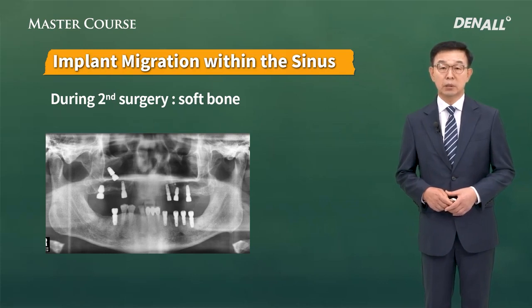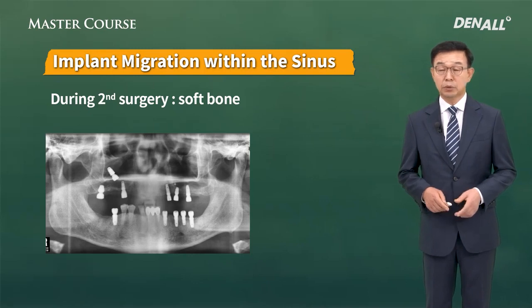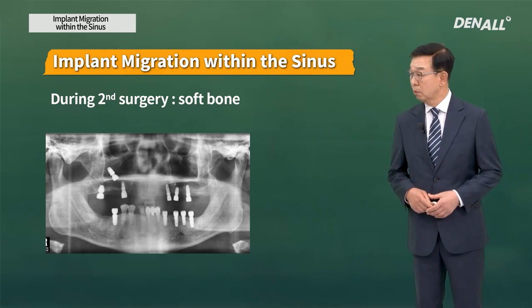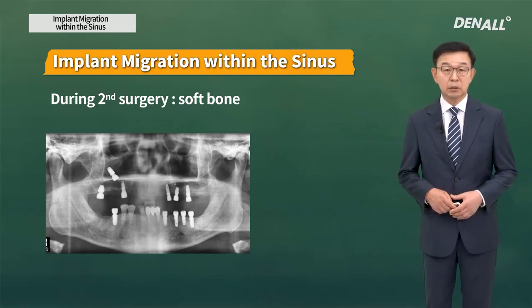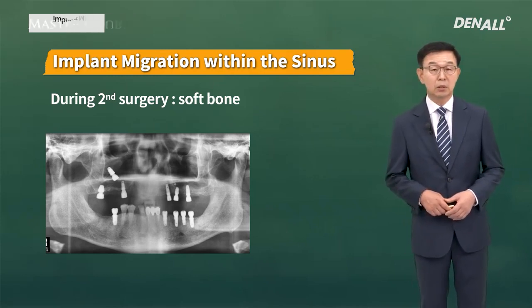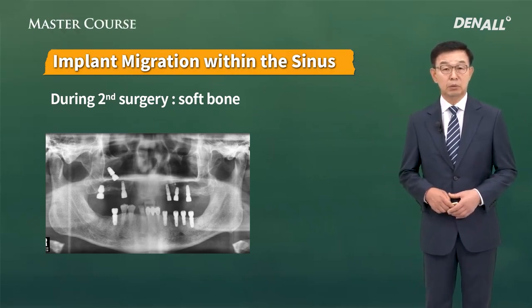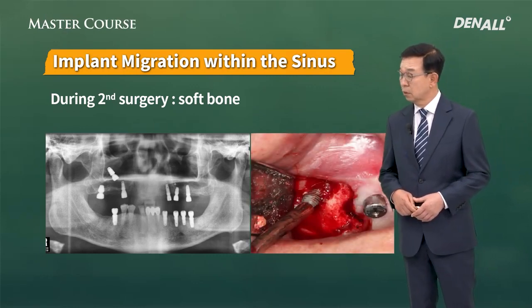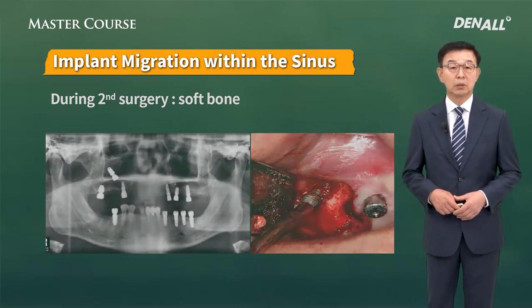In this case, the implant migrated into the sinus during secondary surgery. A crestal approach was done and an attempt was made to place the implant. However, the bone was very soft and the crestal approach was not done properly. As the healing abutment was connected, the implant migrated into the sinus and the patient came to my dental clinic. In the end, a lateral window approach was taken to remove the implant.